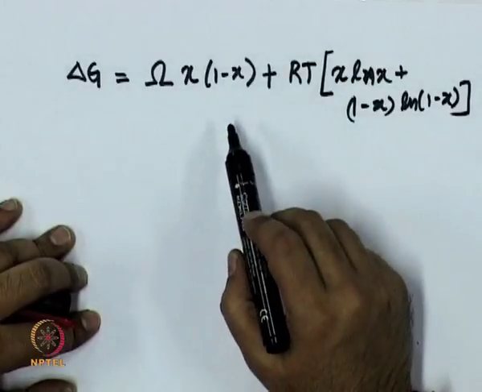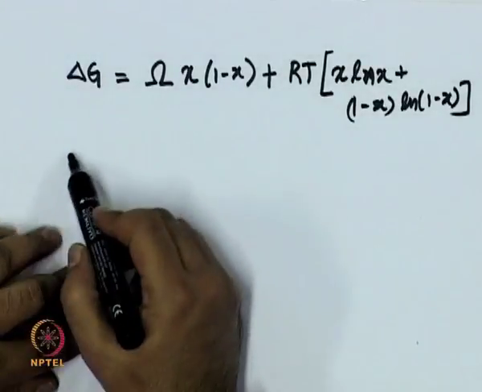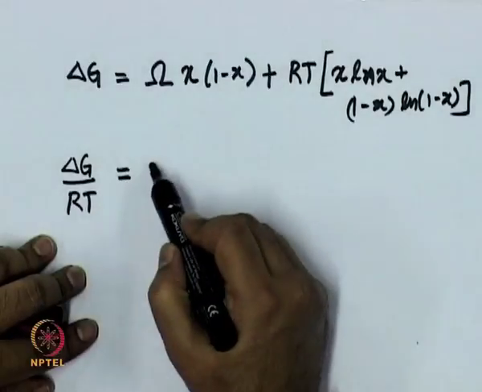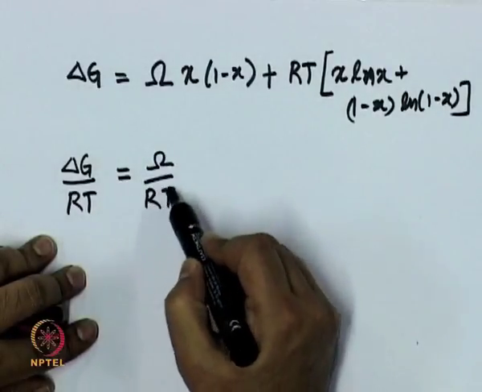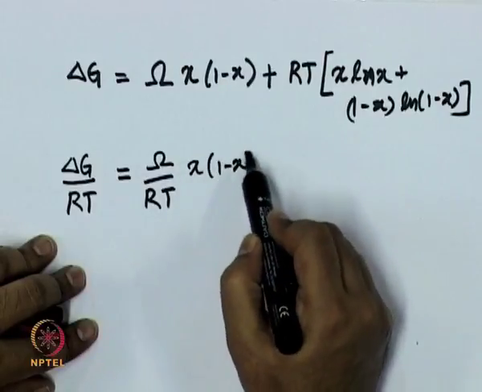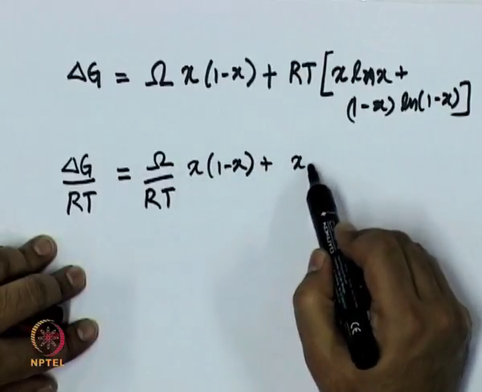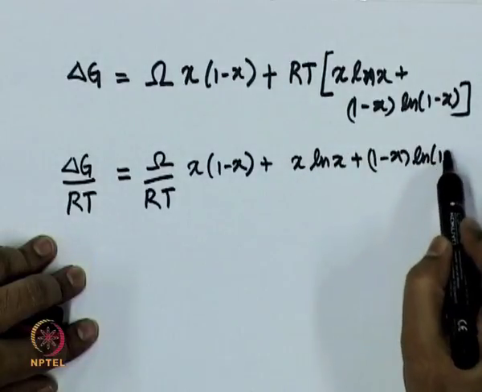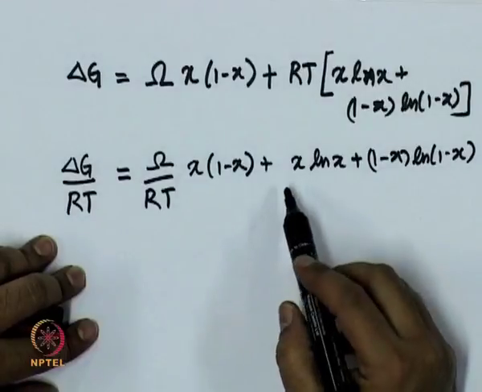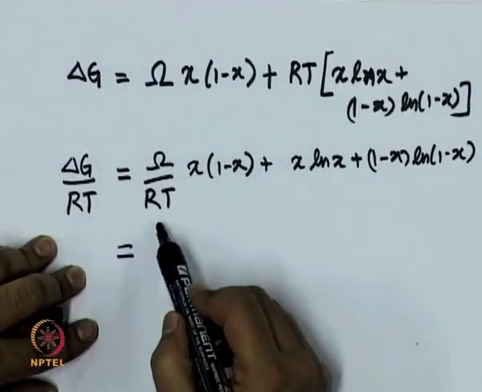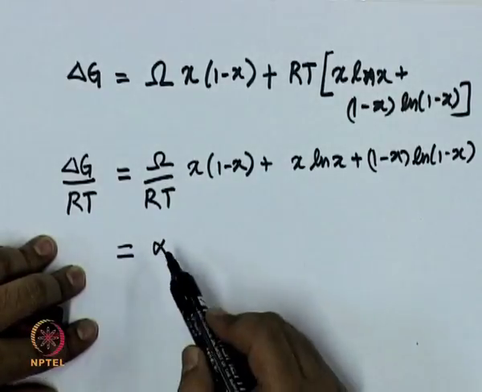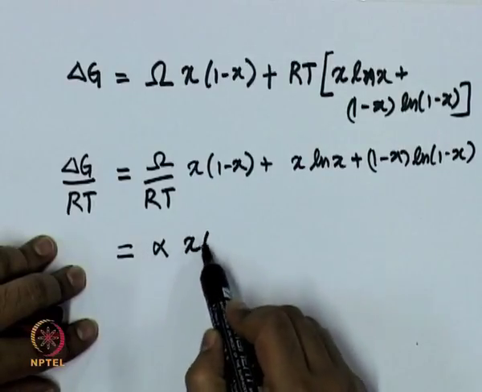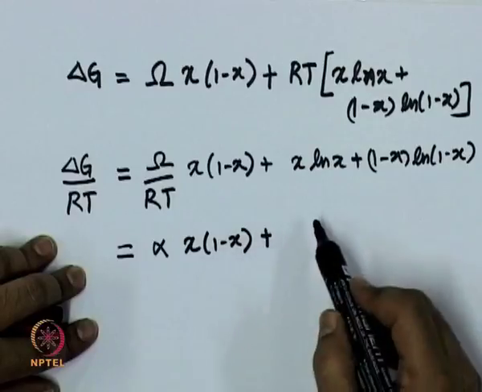As usual, let us do the non-dimensionalization. So, I am looking at delta G by RT is equal to some omega by RT x into 1 minus x plus x ln x plus 1 minus x ln 1 minus x. Okay. So, let us call this omega by RT as some alpha. So, that is the non-dimensional regular solution parameter times x into 1 minus x.